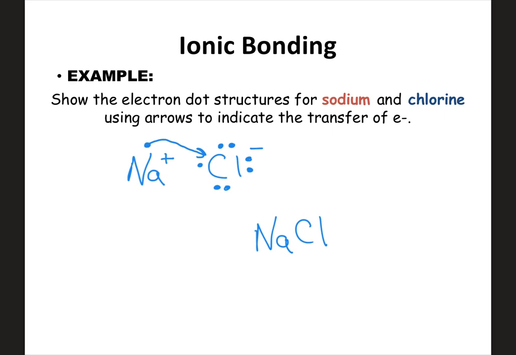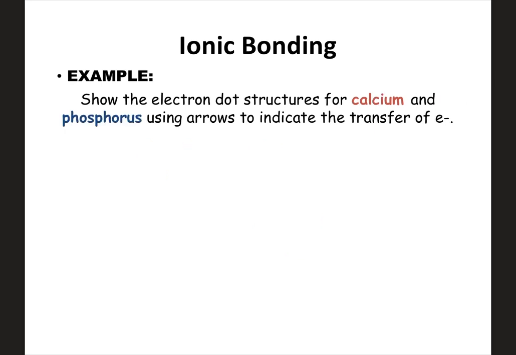It takes one Na, one Cl in order to make the transfer take place and each element in this ionic bond to be happy or have that noble gas configuration. So this one was pretty easy. So now we're going to try another example here, one that's a little bit more fun. So we're going to do the same thing, but we're going to do calcium and phosphorus. All right, but the same steps here you need to follow.